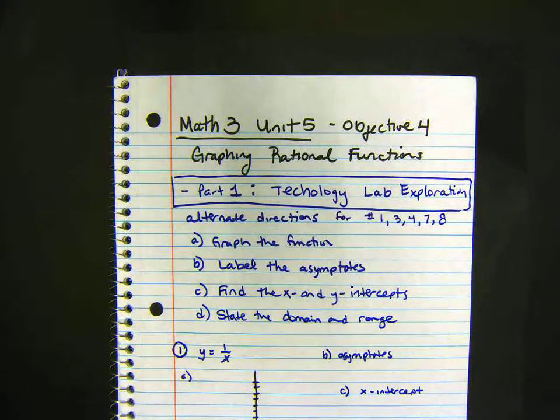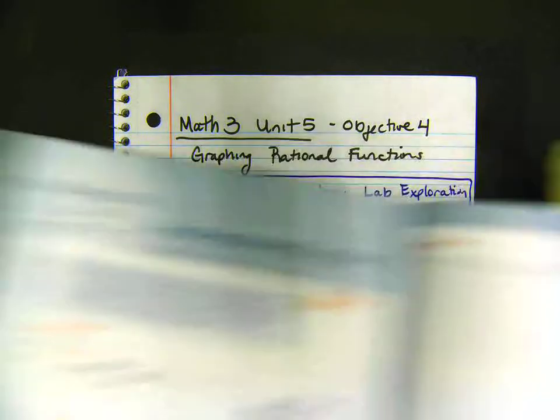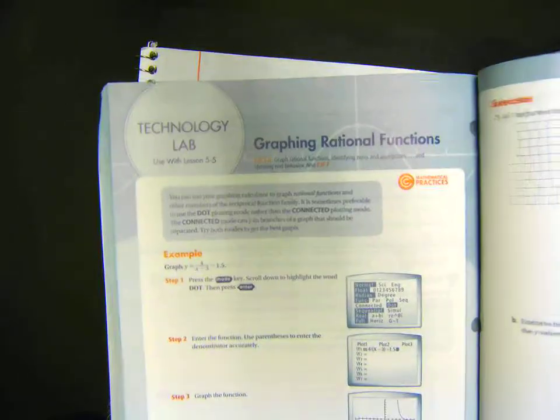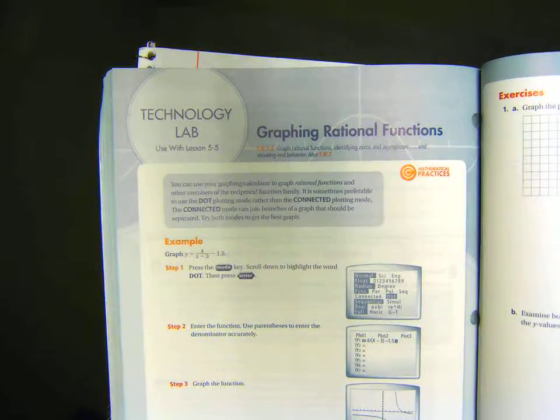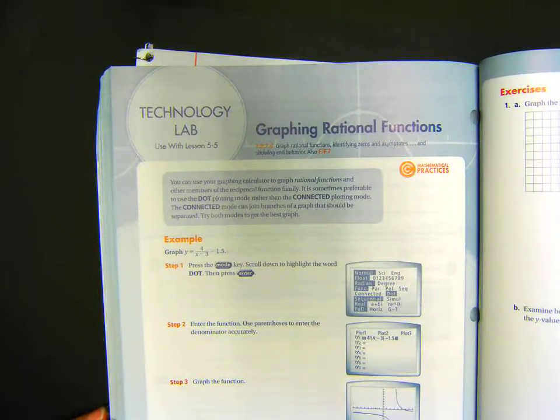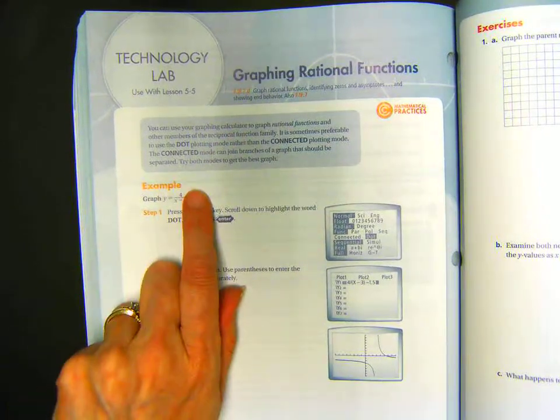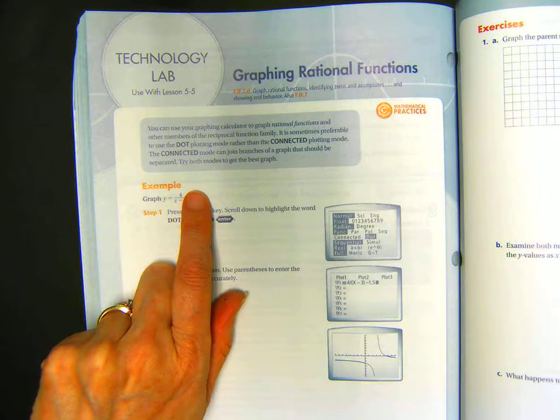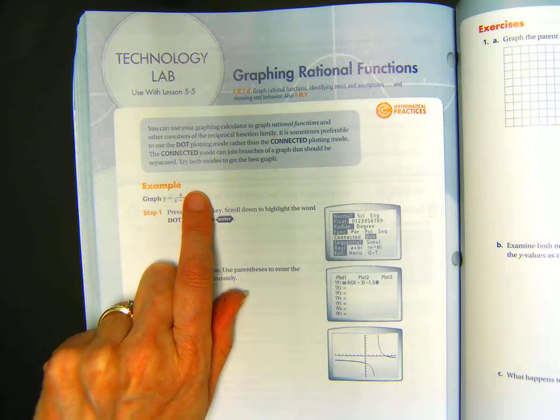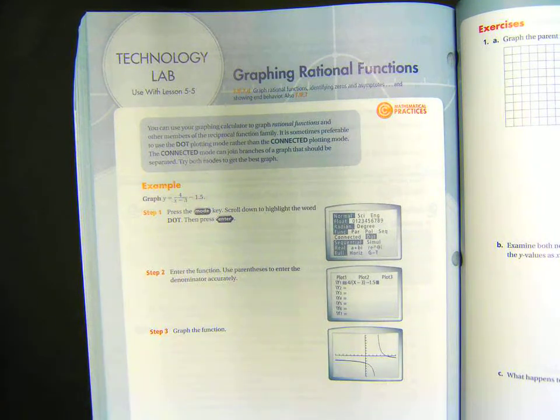Part 1, the technology lab, looks like this. It is set up in the book to be done with a TI-83, TI-84 type calculator. That's what these pictures are from, is that screen. This conversation about dot and connected, although it is interesting, it is not really essential to have that portion of the conversation unless you're working with very old calculators.